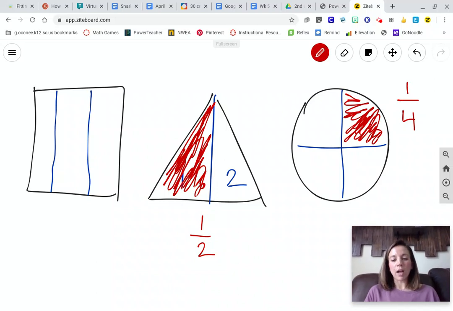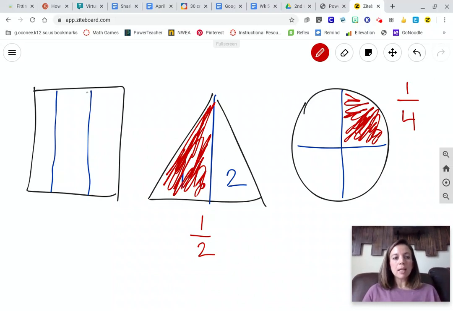When you talk about fractions, you say thirds, fourths, fifths, sixths. You add that TH, except for thirds and halves. Halves is the only one that's really, really different. So keep that in mind as well. That pretty much talks about everything that you will need to know for your worksheets this week.